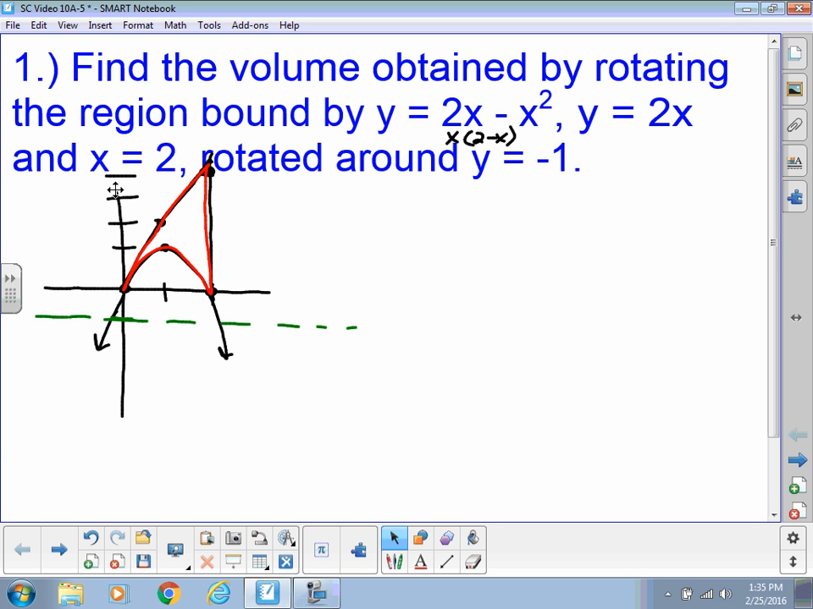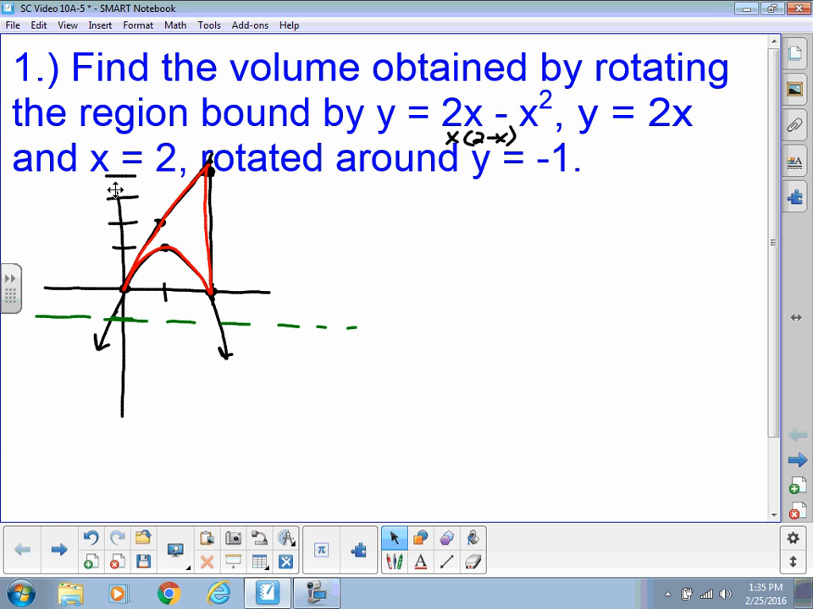So it's clearly not disks because it's not resting against the line that we are going over. So we have to decide shells or washers. Shells we would draw in our slices parallel to the line we're rotating around. Well, the problem would be where that upside down parabola is there. When you draw on those slices, they don't go all the way through, so therefore we can't do shells.